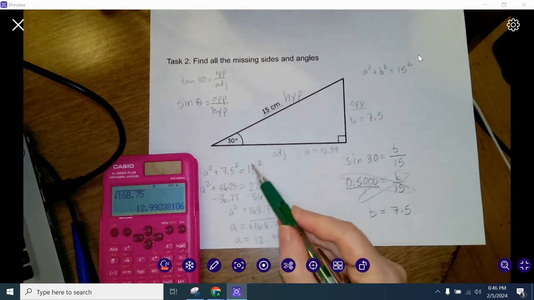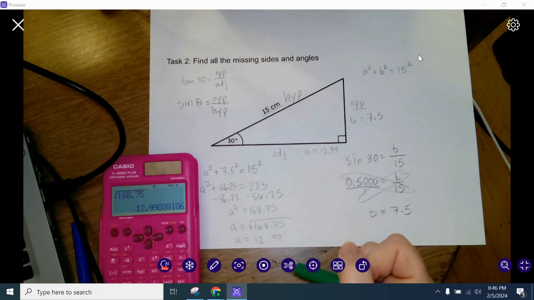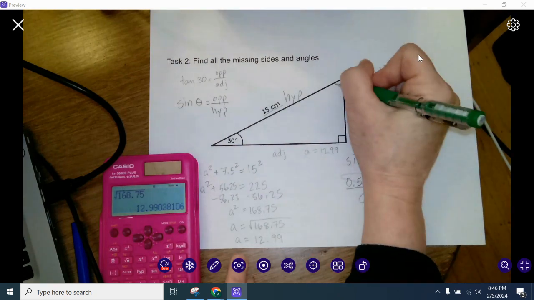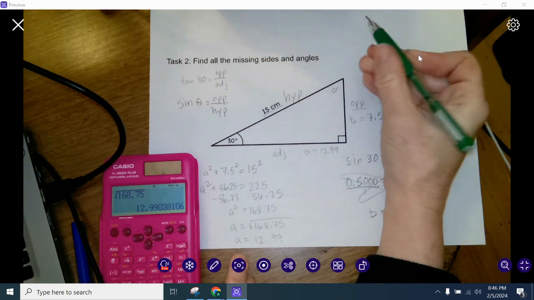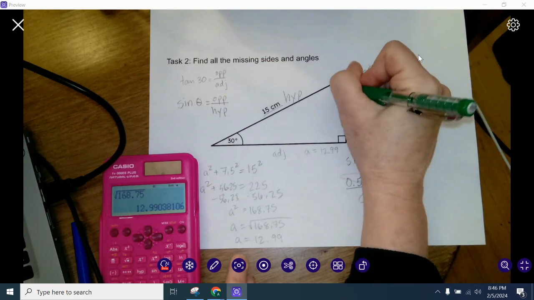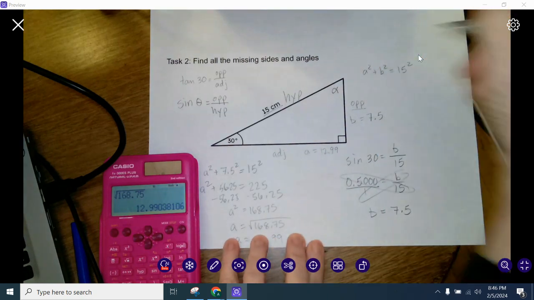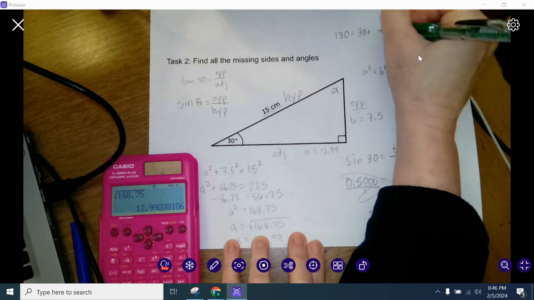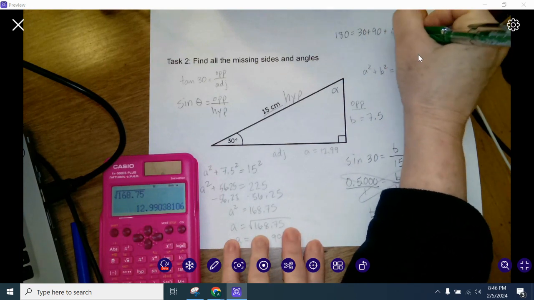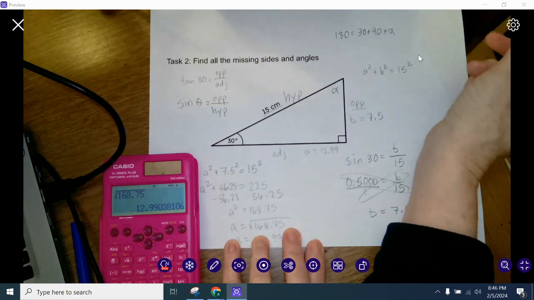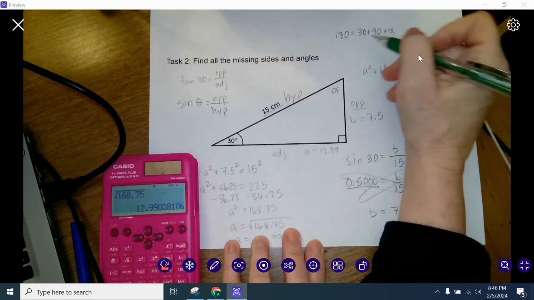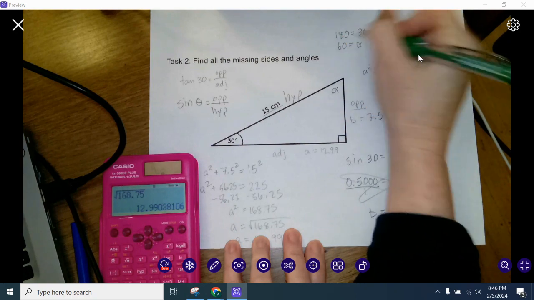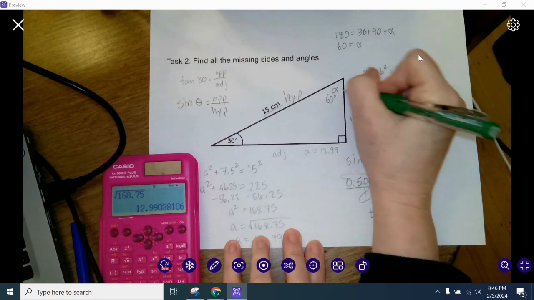So let's say I wanted to do that, though, with the tangent ratio. I already answered it, I found my missing sides. But, and this would be, let's call this alpha, if I wanted to find my missing angle here, I could do 180 is equal to 30 plus 90 plus alpha. So subtract 90 from 180, I get 90. Then subtract 30 from that, and I get 60. So alpha is equal to 60. So this is 60 degrees.